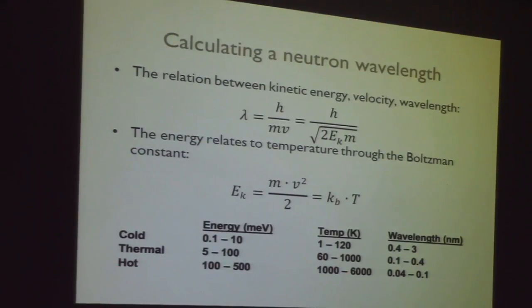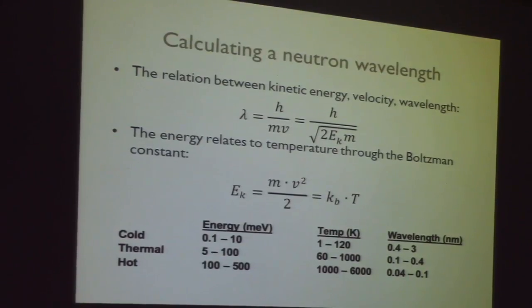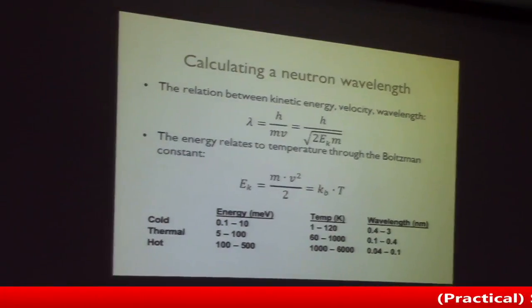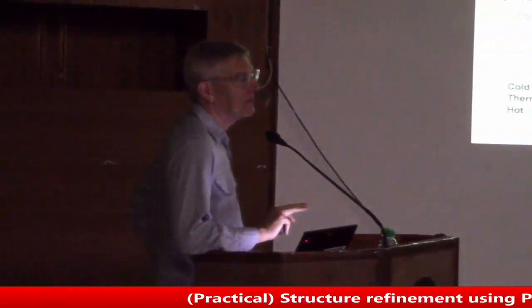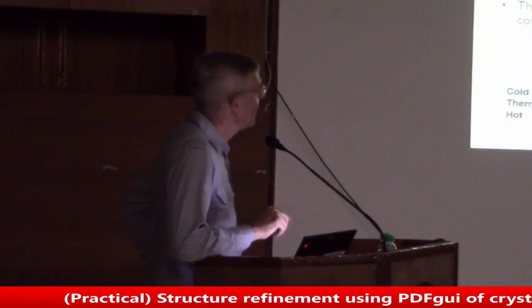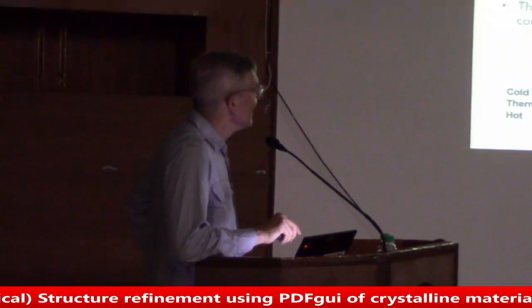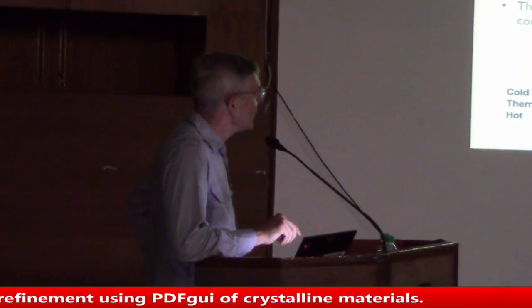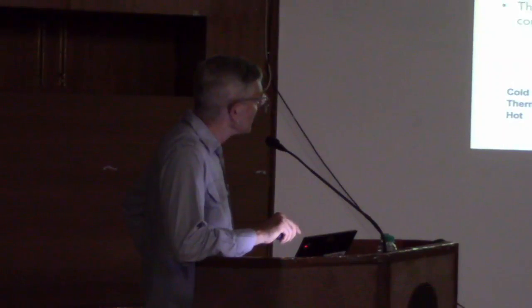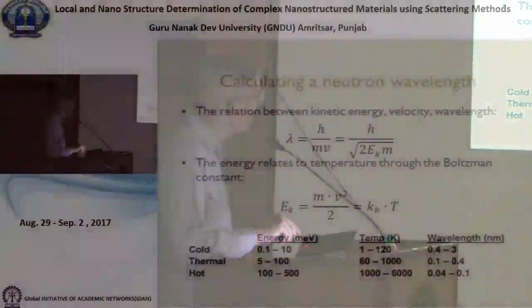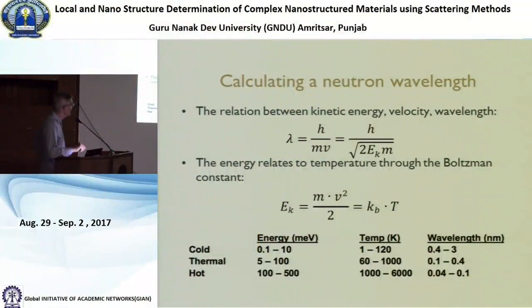Now, which kind of neutrons do we want for PDF? Who knows? Everyone knows, no one's saying. We want short wavelength neutrons. We want neutrons that are a tenth of an angstrom wavelength or a hundredth of an angstrom, a hundredth of a nanometer. We want neutrons that are less than 0.1. We want them down here.